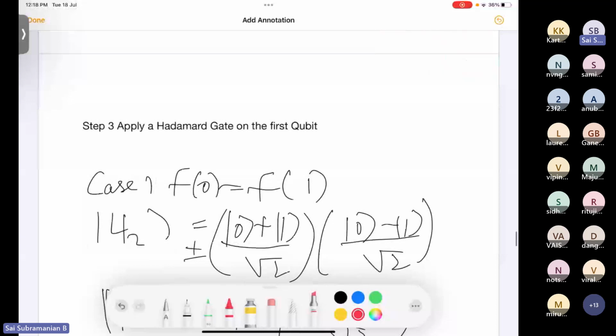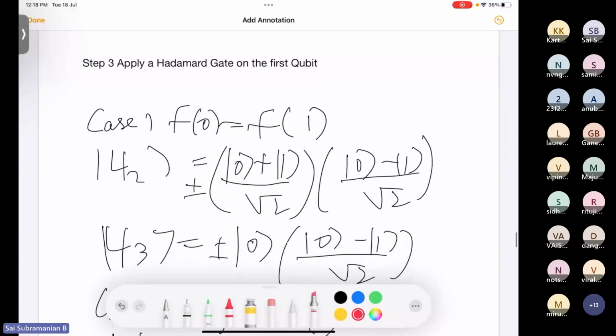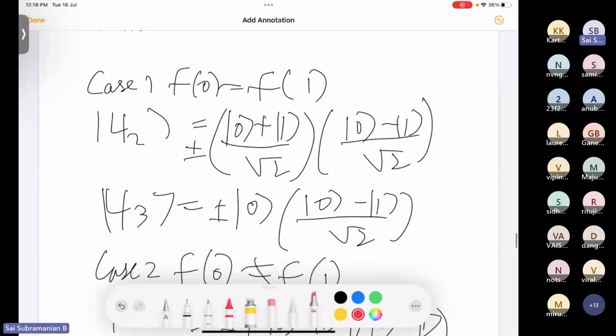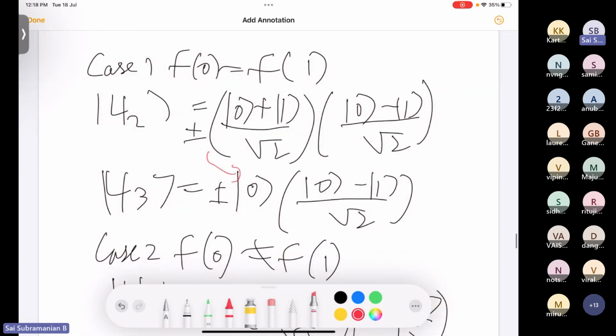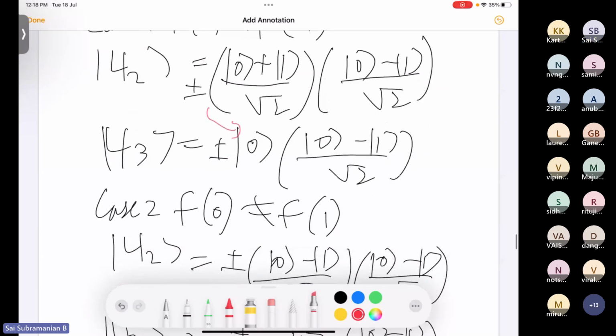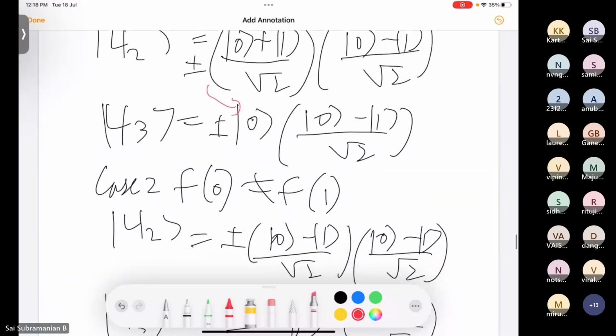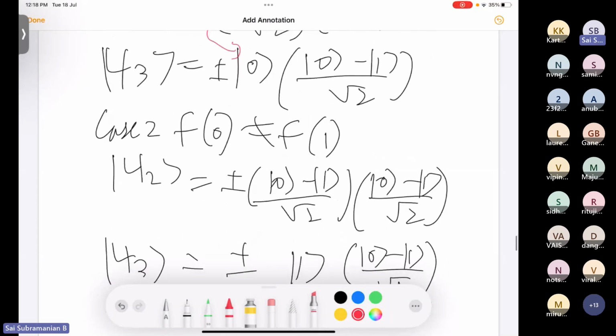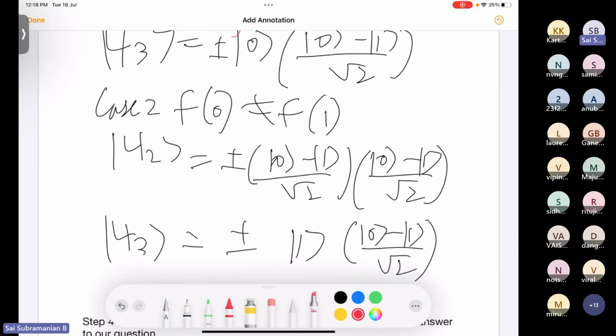So now we apply a Hadamard gate on the first qubit. If f of 0 was f of 1, we had (0 plus 1) by root 2, and applying a Hadamard gate takes this to 0. You can check the calculation. This is what we'll get. And case 2, if f of 0 is not equal to f of 1, we have (0 minus 1) by root 2, and the Hadamard gate takes that to 1.